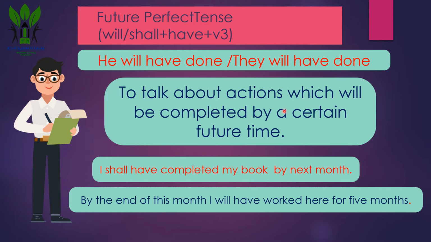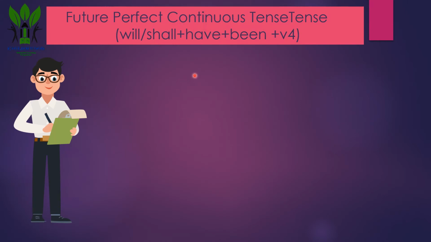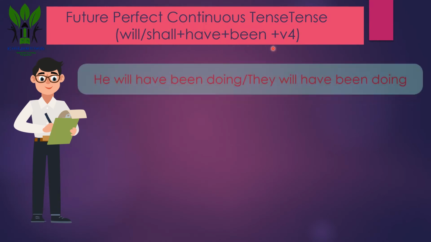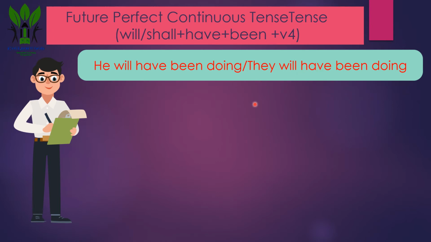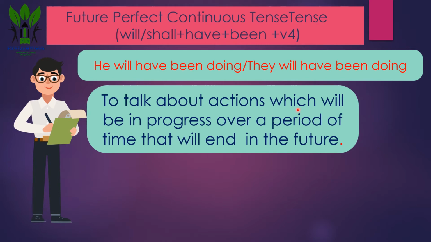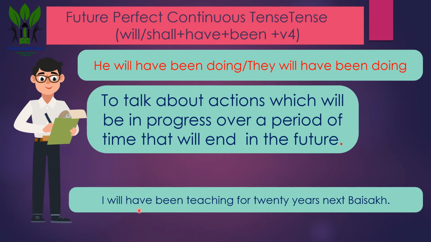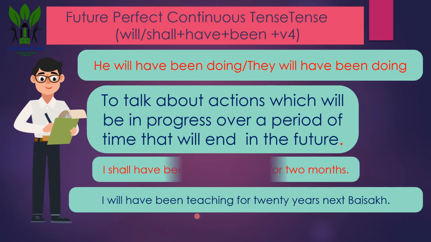So we talk about the action which will be completed by the future time. Future perfect continuous tense: will or shall plus have plus been plus verb ing. They will have been doing, etc. It is used to talk about actions which will be in progress over a period of time that will end in the future. I will have been teaching for 20 years next Baisakh, or I shall have been writing a study for 2 months. So we talk about the action which will be in progress in the future time.